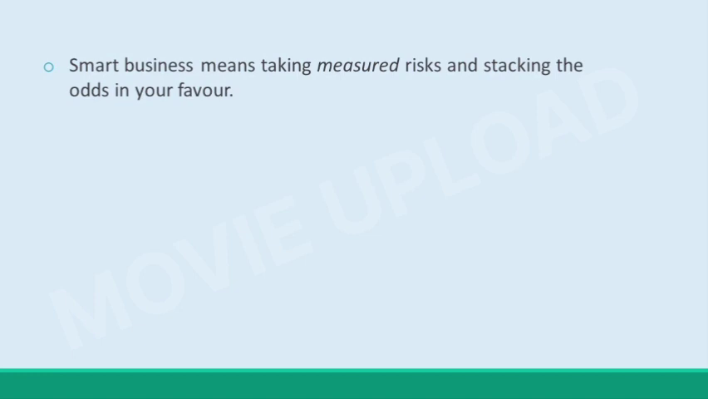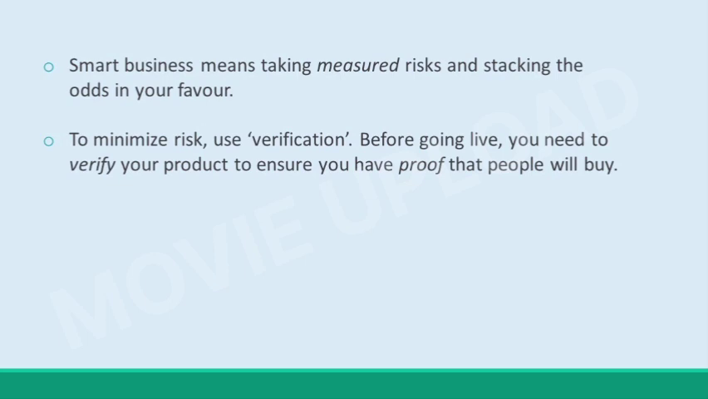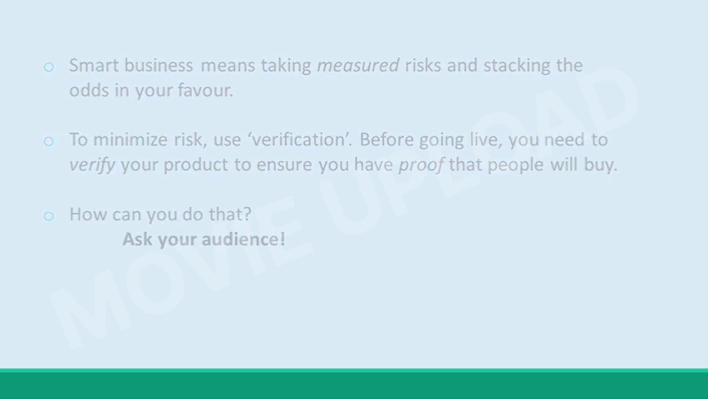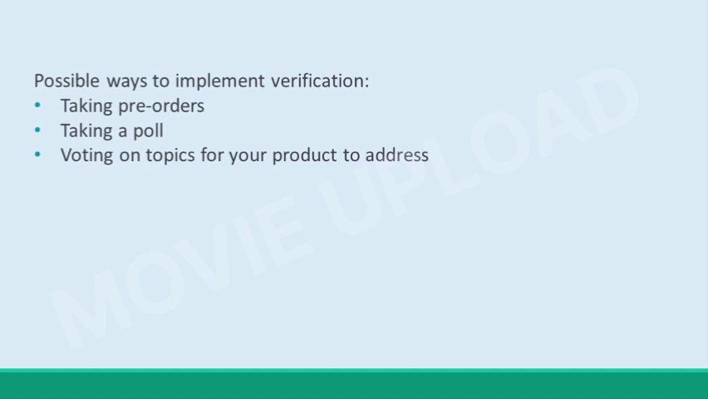And when it comes to selling products, we do this using a strategy called verification. You need to verify your product idea before you go live, meaning that you're going to ensure you have proof that people will buy it before you start pushing it. How can you do that? Simple. Ask your audience.